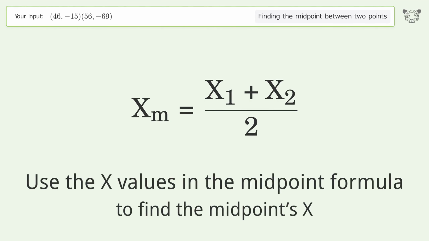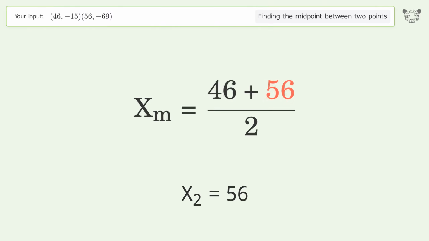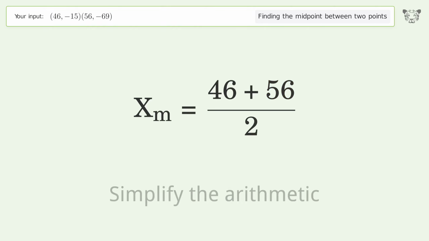Use the x values in the midpoint formula to find the midpoint's x. x1 equals 46. x2 equals 56. Simplify the arithmetic.